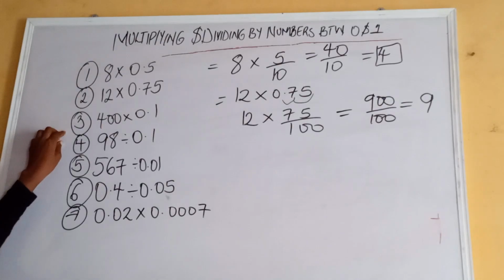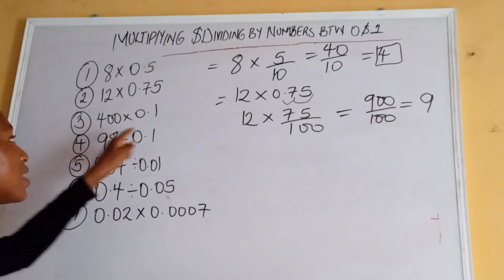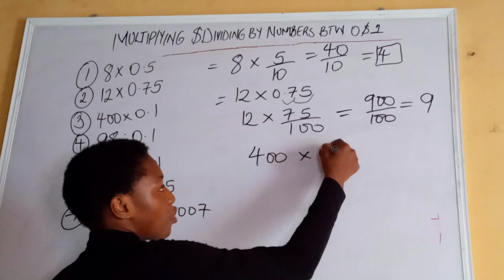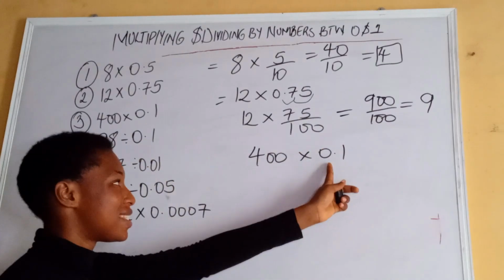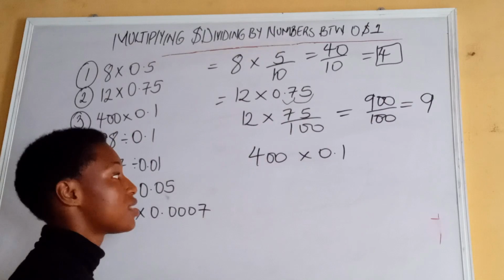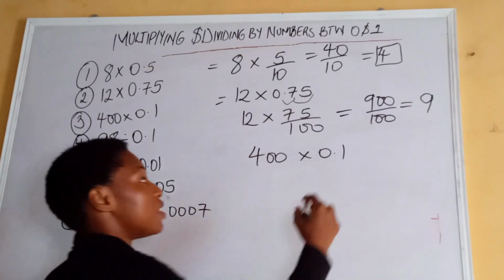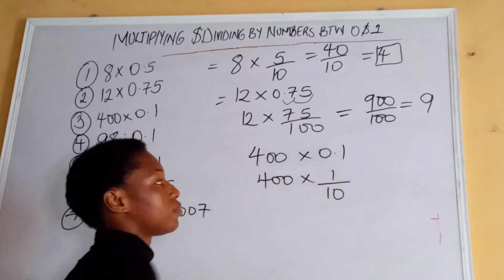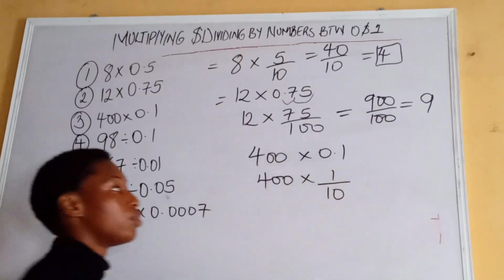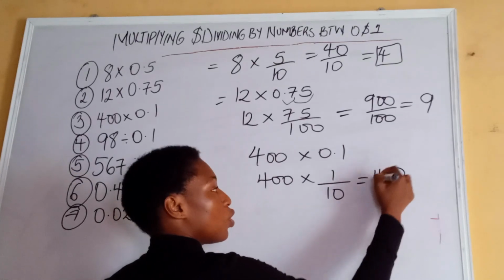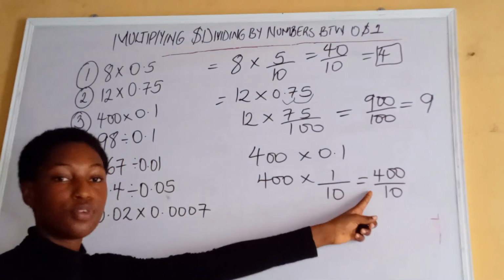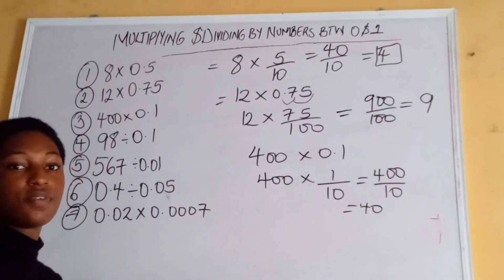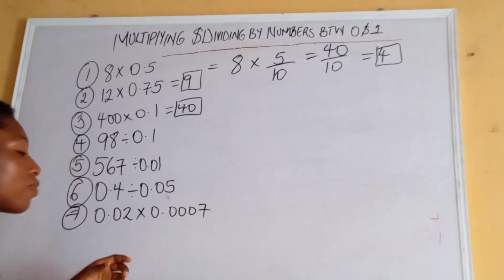The same thing for this, but this is more straightforward. This one is saying 400 times 0.1. Now I know my 0.1 is the same thing as 1 over 10. 0.1 is 1/10 if you look at your place value chart. So this is 400 times 1 all over 10. 400 times 1 is 400 over 10. If you divide 400 by 10, you get 40. That's your final answer.